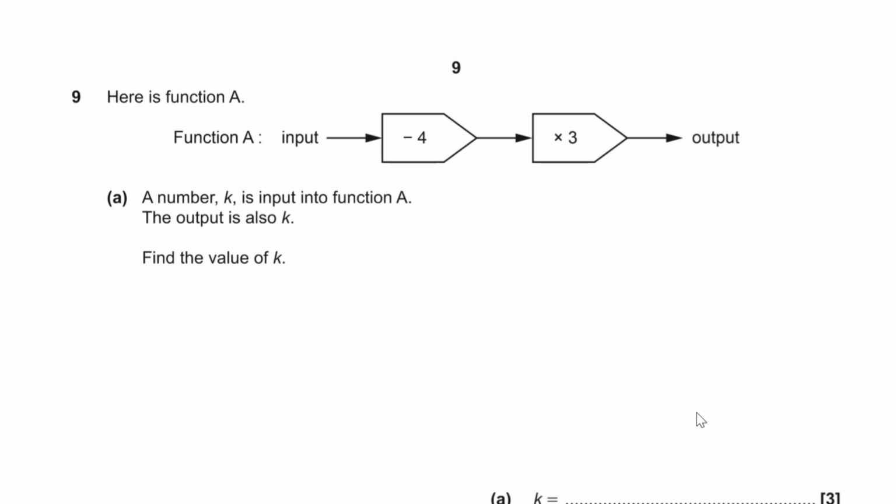Question number 9. Here is a function a. So we input, we take away 4, we times by 3, we get an output. For part A, a number k is input into function a. The output is also k. We have to find the value of k.